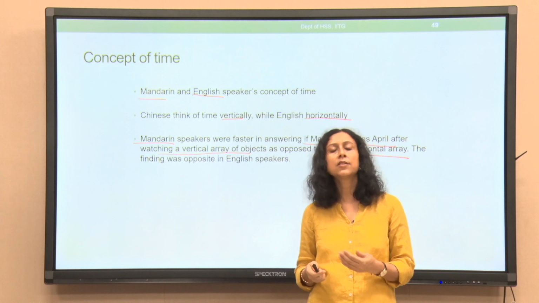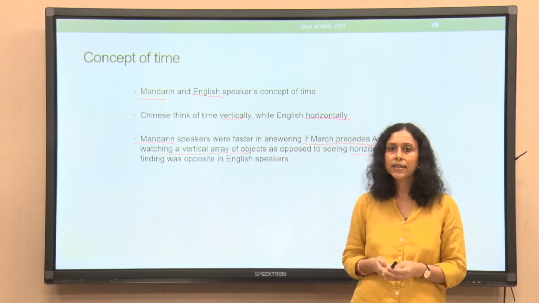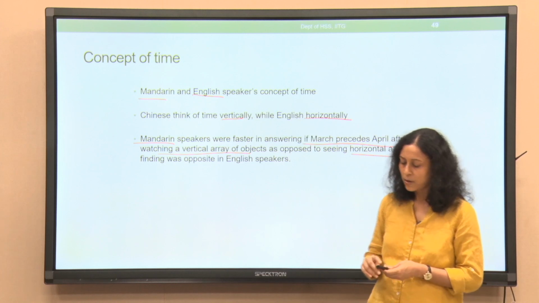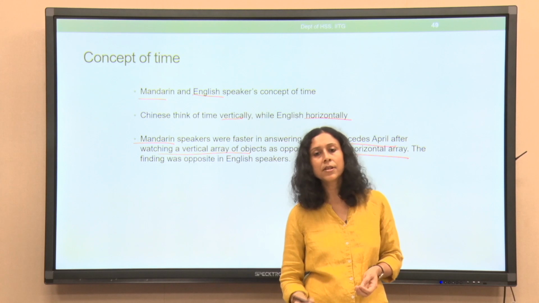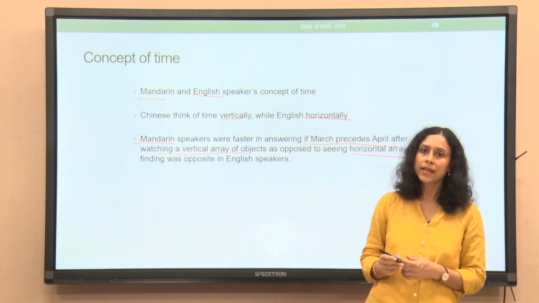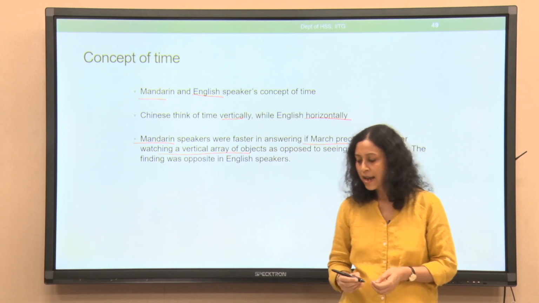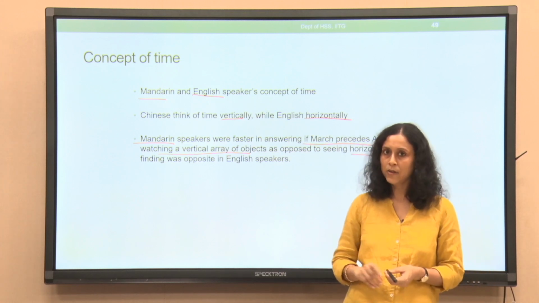So, the Chinese speakers saw both the horizontal and the vertical array of objects and they had to answer the question. What the findings show is that if the Chinese speakers saw a vertical array of objects, they answered the question faster as opposed to if they had seen a horizontal array of objects.